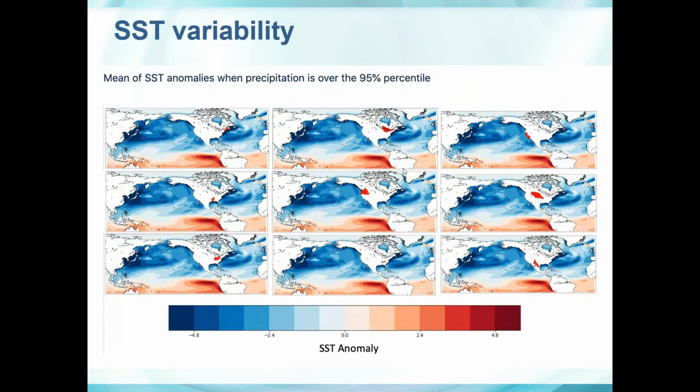So this is the sea surface temperature anomaly when precipitation in the watershed is over the 95th percentile. So basically only when there's an extreme event. Then we stacked all of those on top of each other and averaged them. So the main thing that you can see here is that it largely looks the same regardless of watershed.